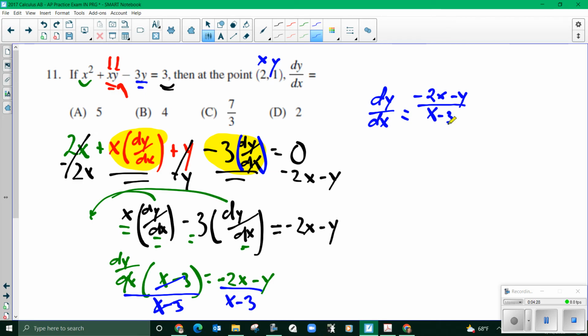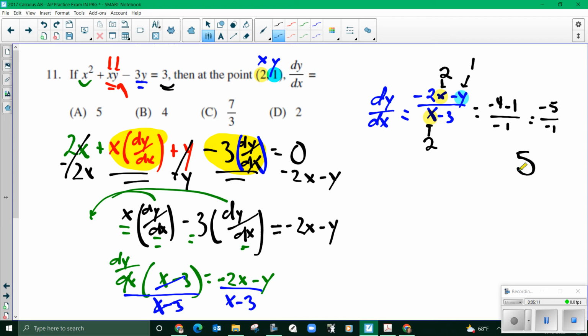Now, I need the derivative, but I need a number. And what that number is depends on what point I have. My x is 2. Wherever there's an x, I'm going to plug in a 2. My y is 1. So wherever there's a y, right there, I'm going to plug in a 1. So let's go ahead and do that. This is going to have a 2 plugged in here, and a 2 plugged in here, and a 1 plugged in here. 2 times negative 2 will be negative 4 minus 1, which is negative 5. And 2 minus 3 is negative 1.